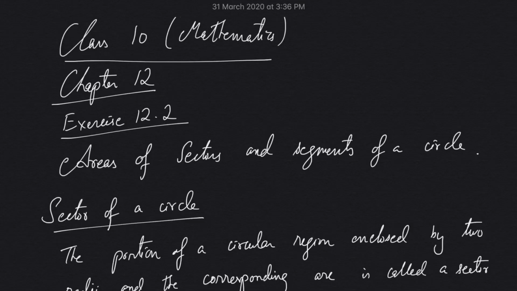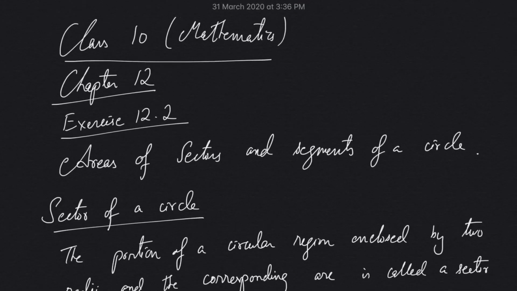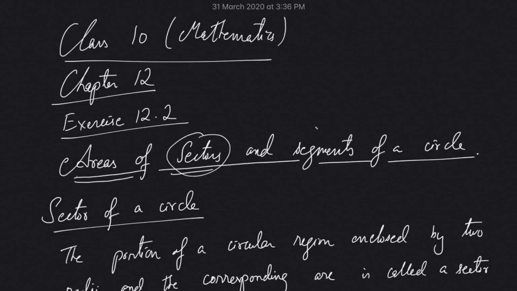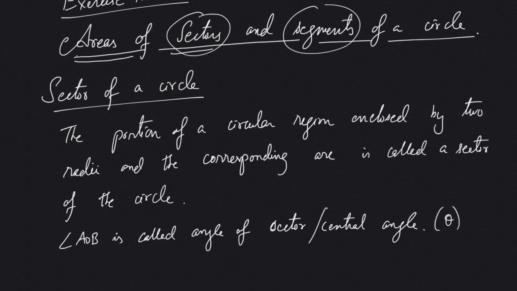Continue with class 10 mathematics, chapter 12, exercise 12.2. So today in this exercise we are going to be learning a new topic about circles, that is about sectors and segments of a circle. This exercise is basically on areas of sectors and segments of a circle. Now let us first learn what is a circle. Segments I will do in the next video.